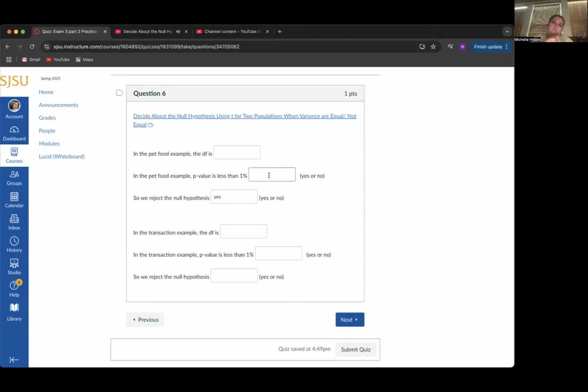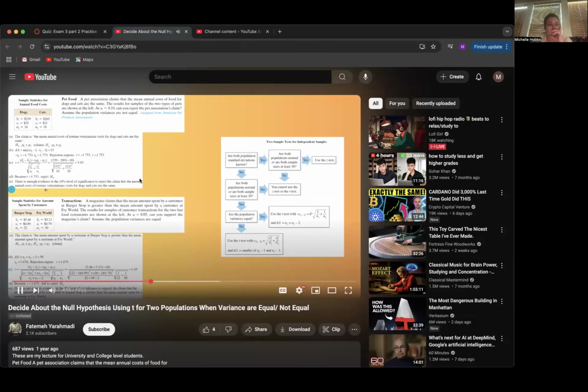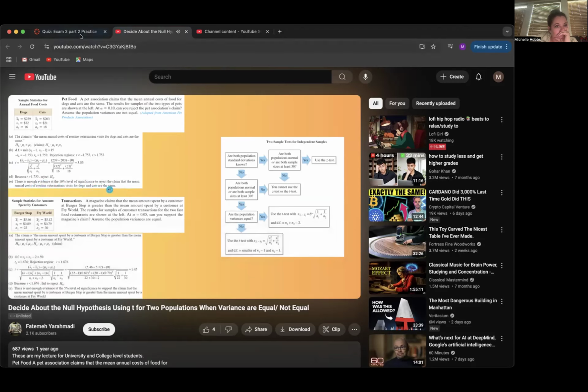So you're going to reject the null hypothesis. We're going to reject the claim. When you reject the claim, it means that you support the alternative hypothesis. So you're going to say that there is enough evidence at 10% level of significance to reject the claim that the mean annual costs are the same.